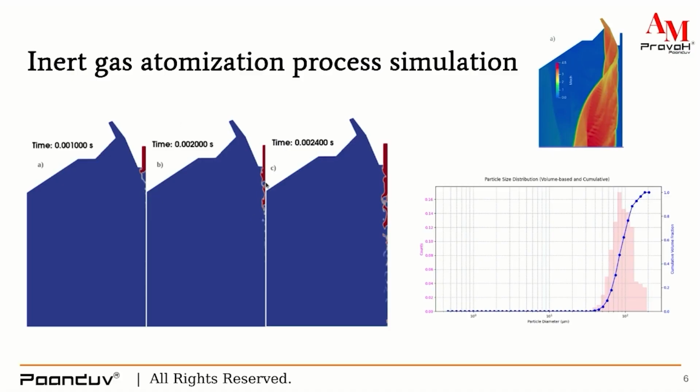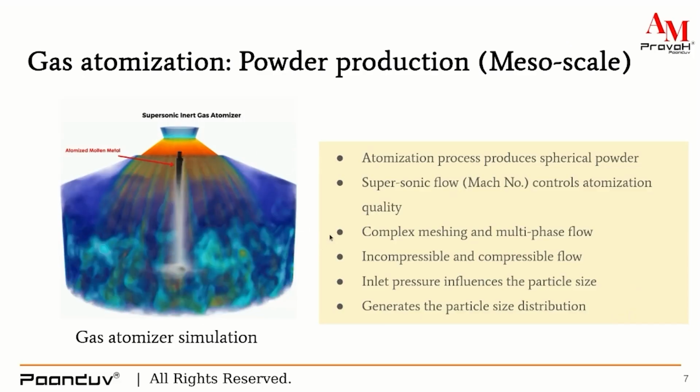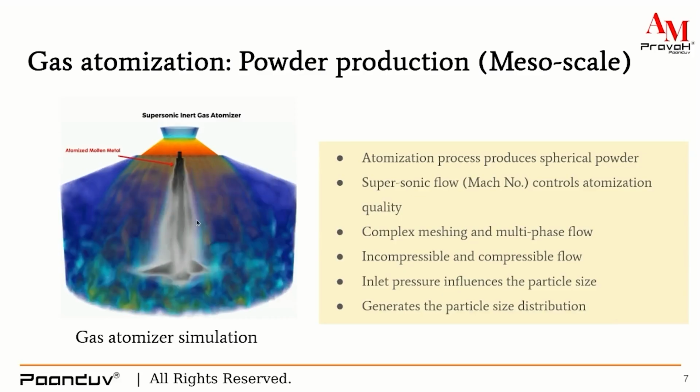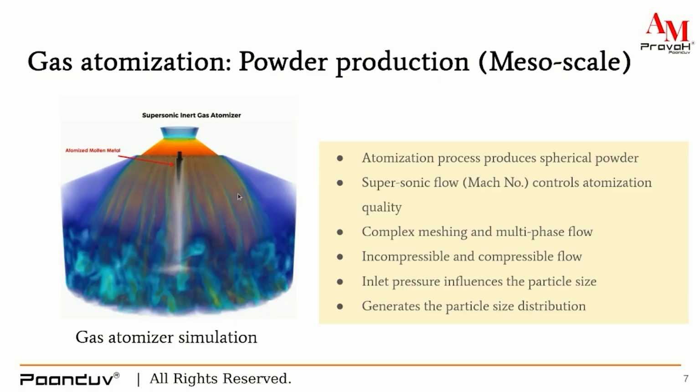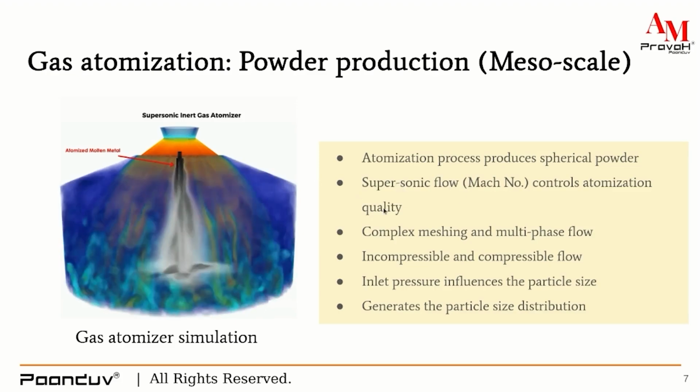And you can see the primary atomization where the liquid is separated out in the form of droplets, and these droplets are going down and these particles will be collected further. So you can also evaluate what is the particle size distribution coming out of this. This animation will show you a 3D representation of the atomization process. And these are supersonic flows which control the atomization quality.